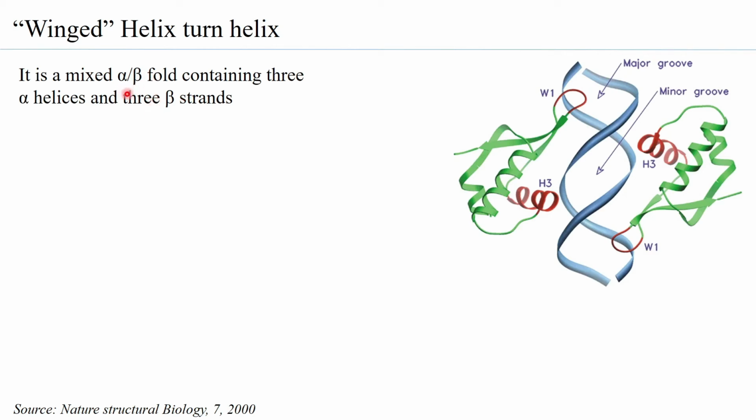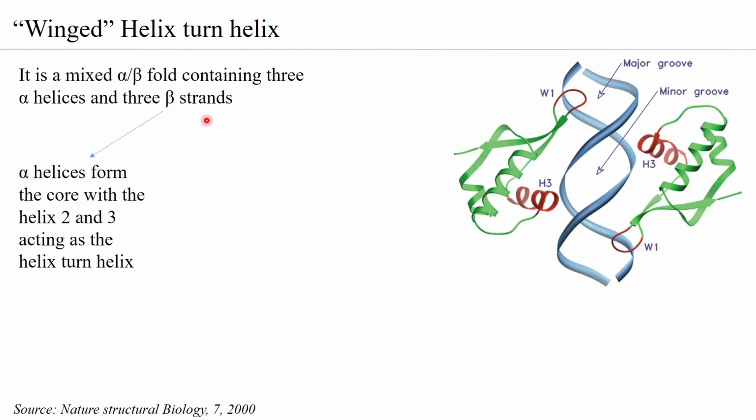So it is basically a combination of alpha helices and beta sheets, and therefore it is called an alpha beta fold. A winged helix turn helix generally contains 3 alpha helices and 3 beta strands. The alpha helices form the core, with 2 of the alpha helices forming the classical helix turn helix. In this case, helix 2 and helix 3, and helix 3 you can see is the recognition helix, act as the helix turn helix. So this is helix 3, helix 2, and this is helix 1.